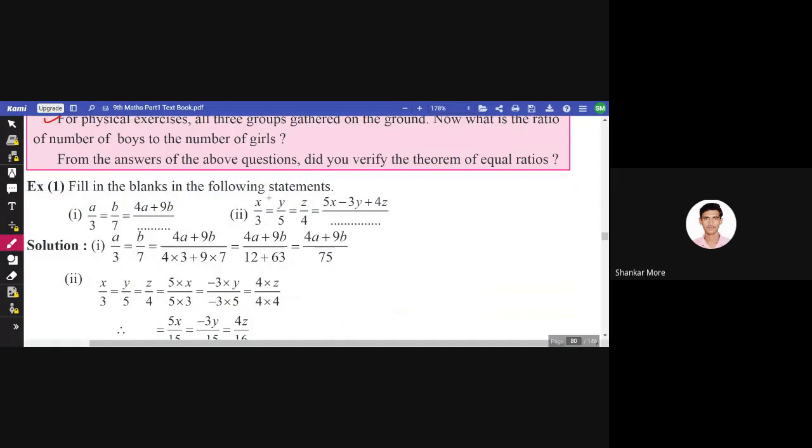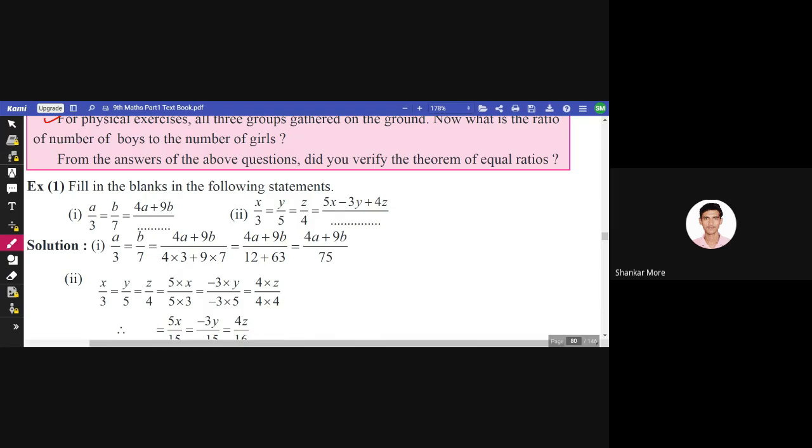Fill in the blanks in the following statements. So the first question is a by 3 is equal to b by 7 is equal to 4a plus 9b divided by dash dash. Now don't get confused between these things, like sir यहाँ पे a by b होना चाहिए था, तो यहाँ पे a by 3 है, और राइट साइड में b by 7 है, तो वहां पे c by d होना चाहिए. It should not be like that. मतलब ऐसा हमें कभी भी नहीं सोचना. It can be anything. We have to take what is given.